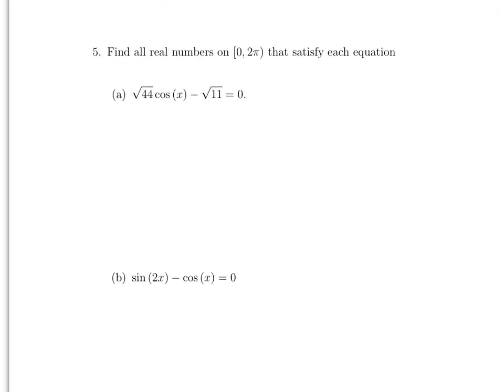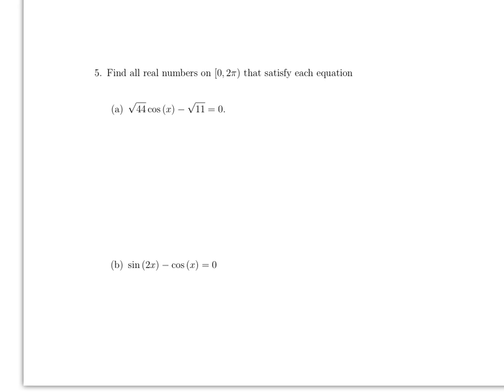All right, so for question number 5, it's asking to find all the real solutions between 0 and 2 pi. So from here, if we leave cosine by itself, notice that cosine x is equal to radical 11 over radical 44. Well, notice that radical 44 is equal to radical 4 times 11, which is 2 radical 11. So therefore, this will be radical 11 divided by 2 radical 11. This cancels, so this is just equal to 1/2.